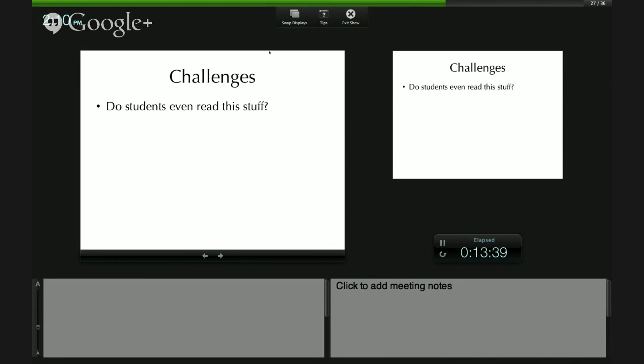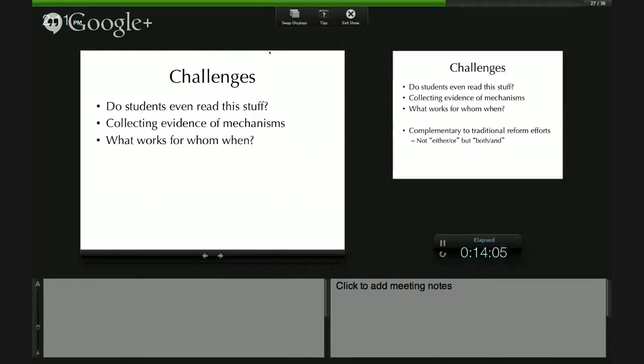A few challenges that we have seen is, one, just do students read this stuff? It's a reasonable question. If they're not reading the stuff, though, we would expect that our effects are underestimated rather than overestimated. So we're certainly trying to figure out more about how we can tease that apart. But if anything, it should be working against us, not working for us. It's difficult to collect evidence of mechanism, but certainly something that we're working on.